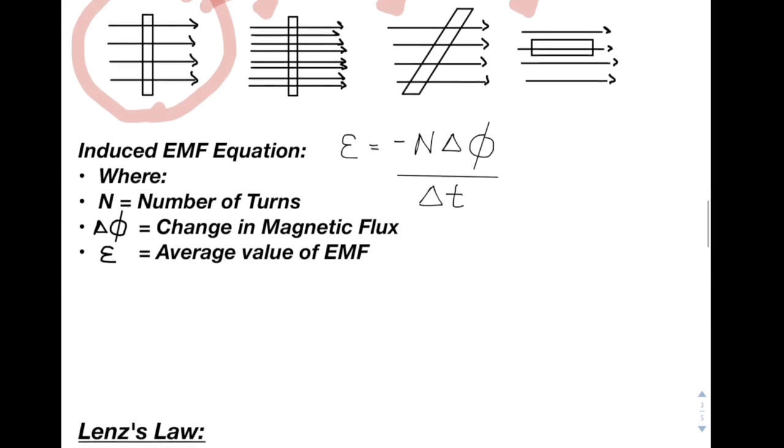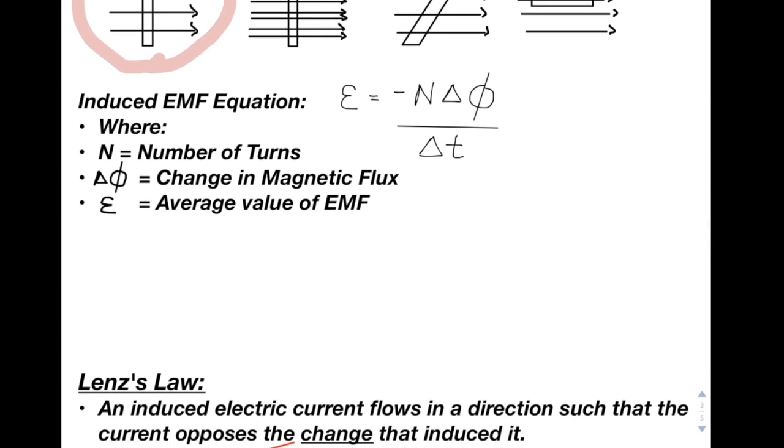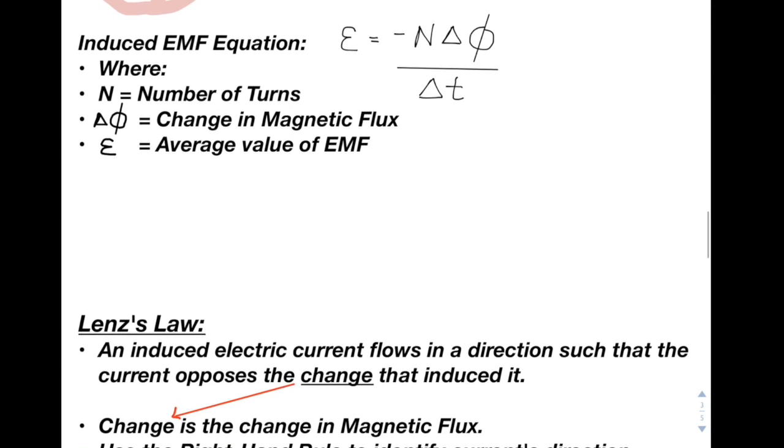So we can consider this induced EMF as the following equation. An induced EMF is equal to negative n times the change in magnetic flux divided by the change in time, where n is equal to the number of turns and delta phi, the Greek letter phi, is the change in magnetic flux. So we can calculate the average value of EMF using this equation.